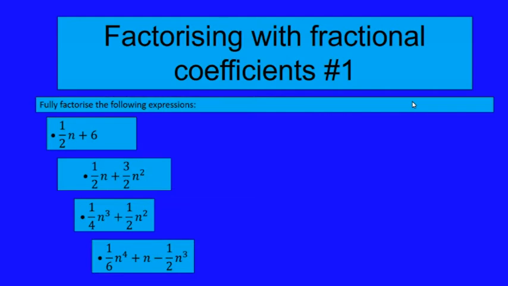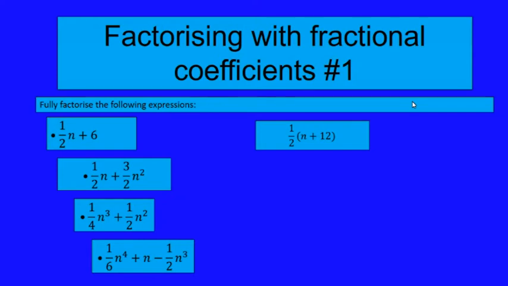Okay, so as I mentioned, you're going to take out the smallest fraction. So in the first one, we've got a half n, and we've got 6. So a half goes outside, and now you've got to be careful because we want to create 6. So what do I need to times a half by to get 6? And it would have been 12.